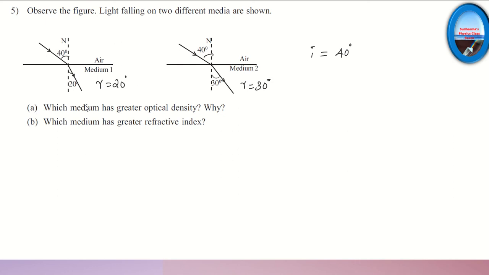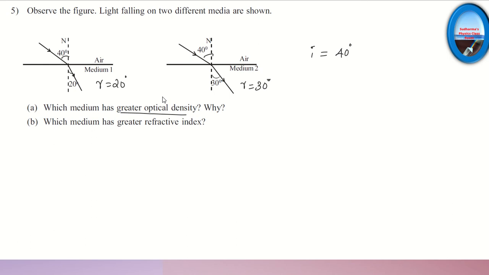So the question is, which medium has greater optical density? Optical density and refractive index, it's the same way to express a medium. So optical density is expressed in terms of refractive index. The more the refractive index, the more the optical density. That is what we can understand. For example, glass has a refractive index of 1.5 and water has a refractive index of 1.33.